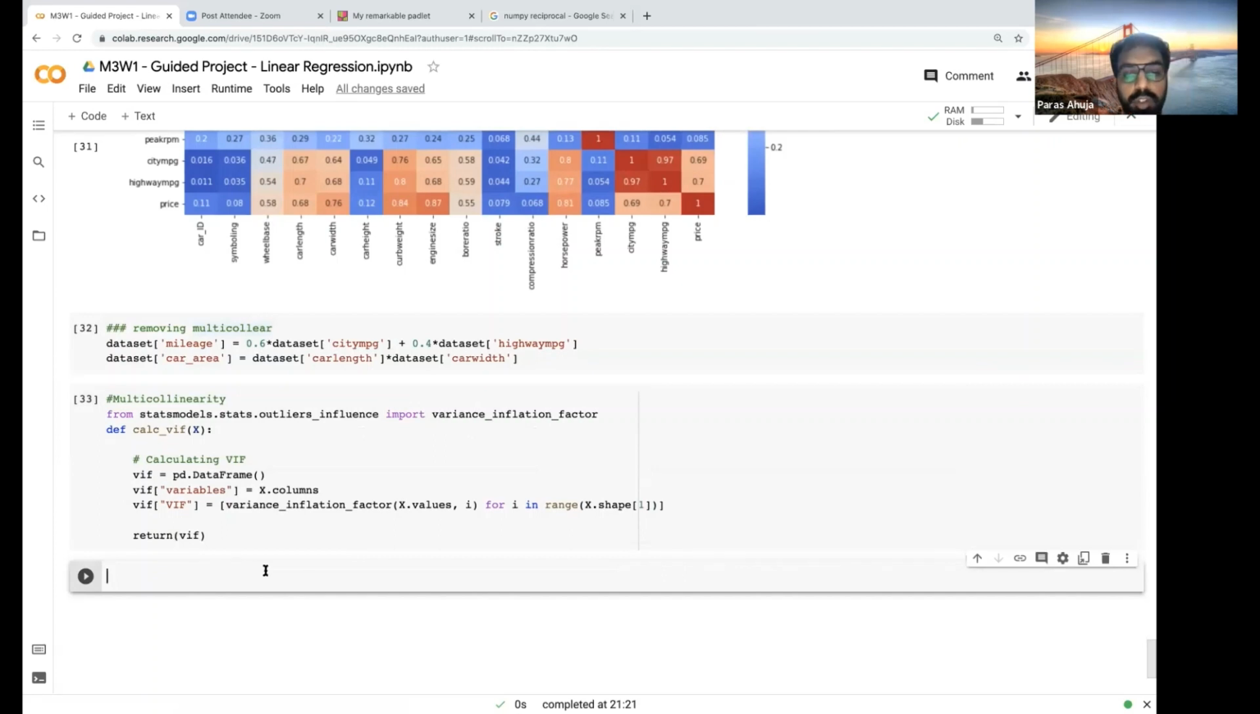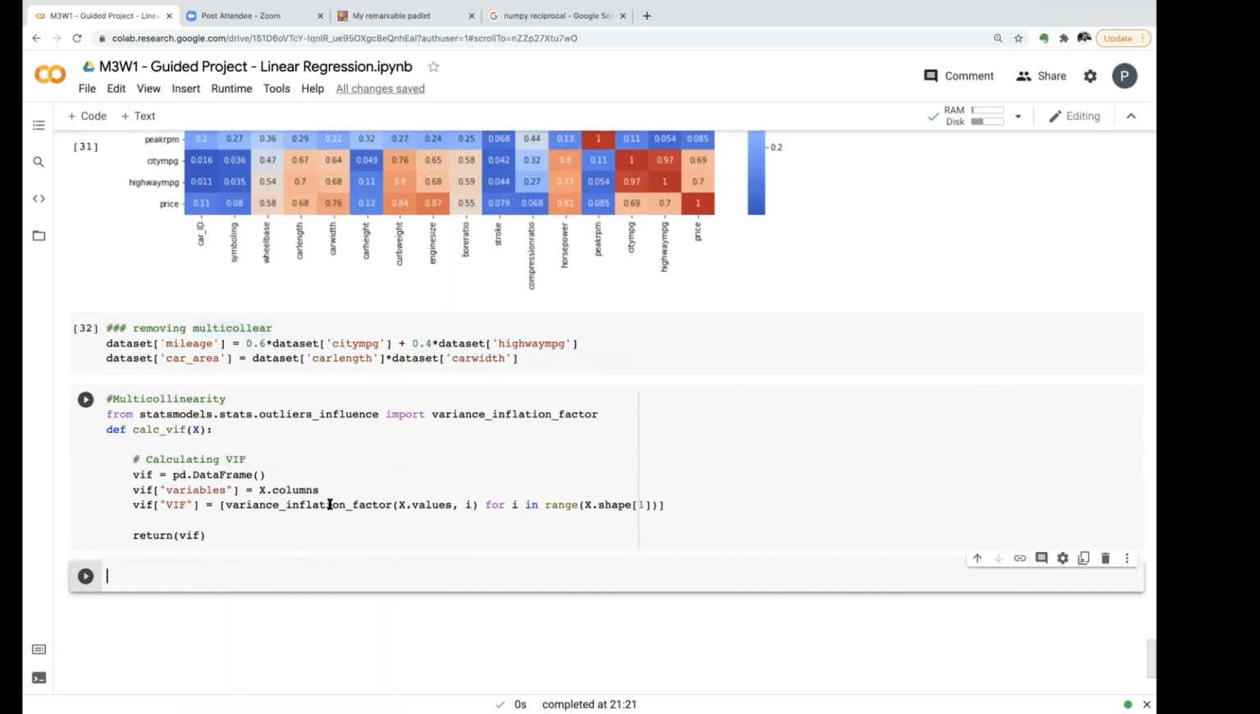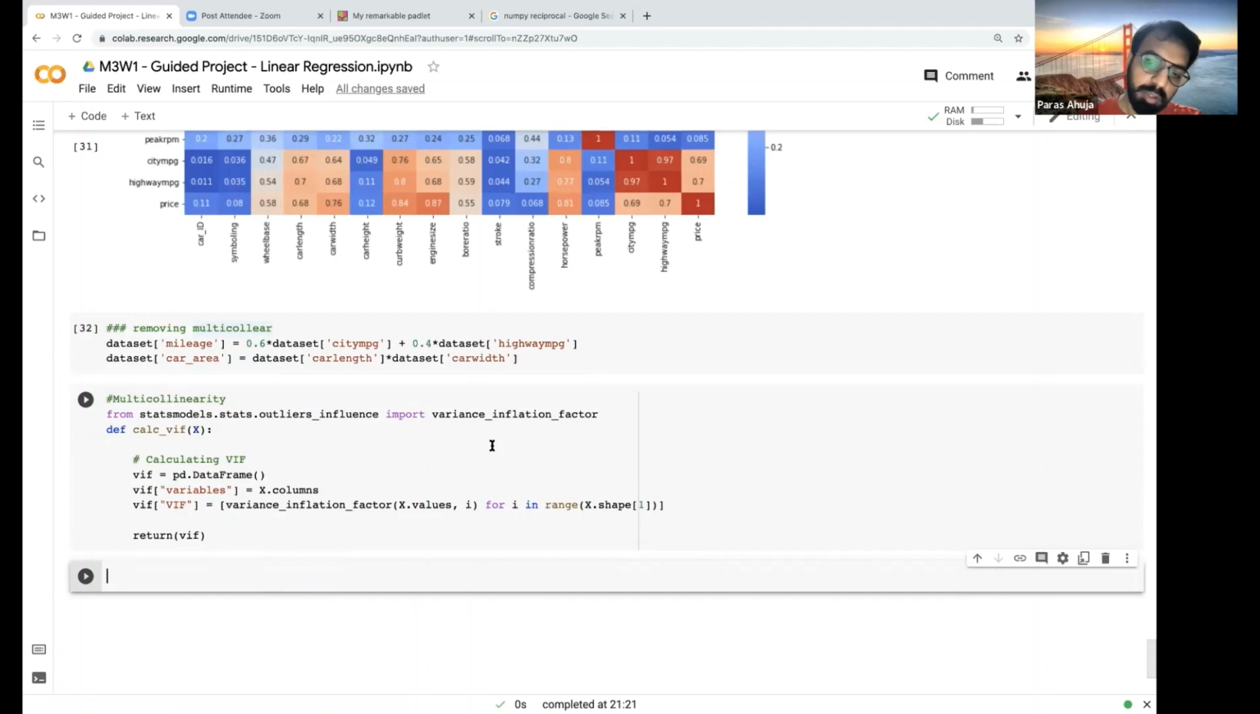Okay, so we'll call this particular calculate VIF function. And Paras, is there any particular way to come up with a ratio like 0.6 and 0.4, or is it just our case? It's just an intuition, right? There is no particular way we can come up with it. We just want to give a high weightage to city mileage. That's it.